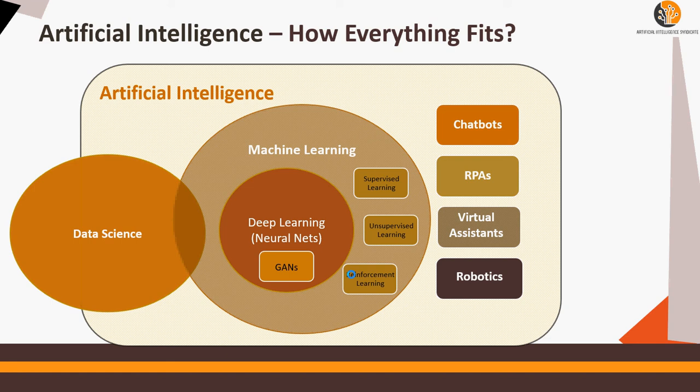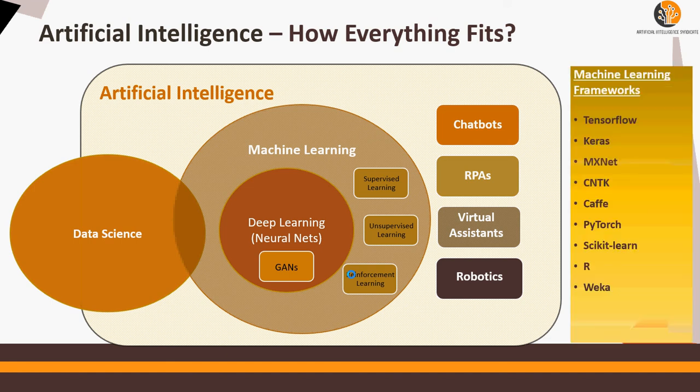And then you would also hear some terms like TensorFlow, Keras, MXNet, Caffe, PyTorch, Scikit-learn, R, and Weka. These are all machine learning frameworks. Please note that R is a language and can also be classified as a library or a framework. Same is Weka. All of these can also be enabled through Python. So Python is very commonly and widely used machine learning language. I hope this is now clear. Let's move on.